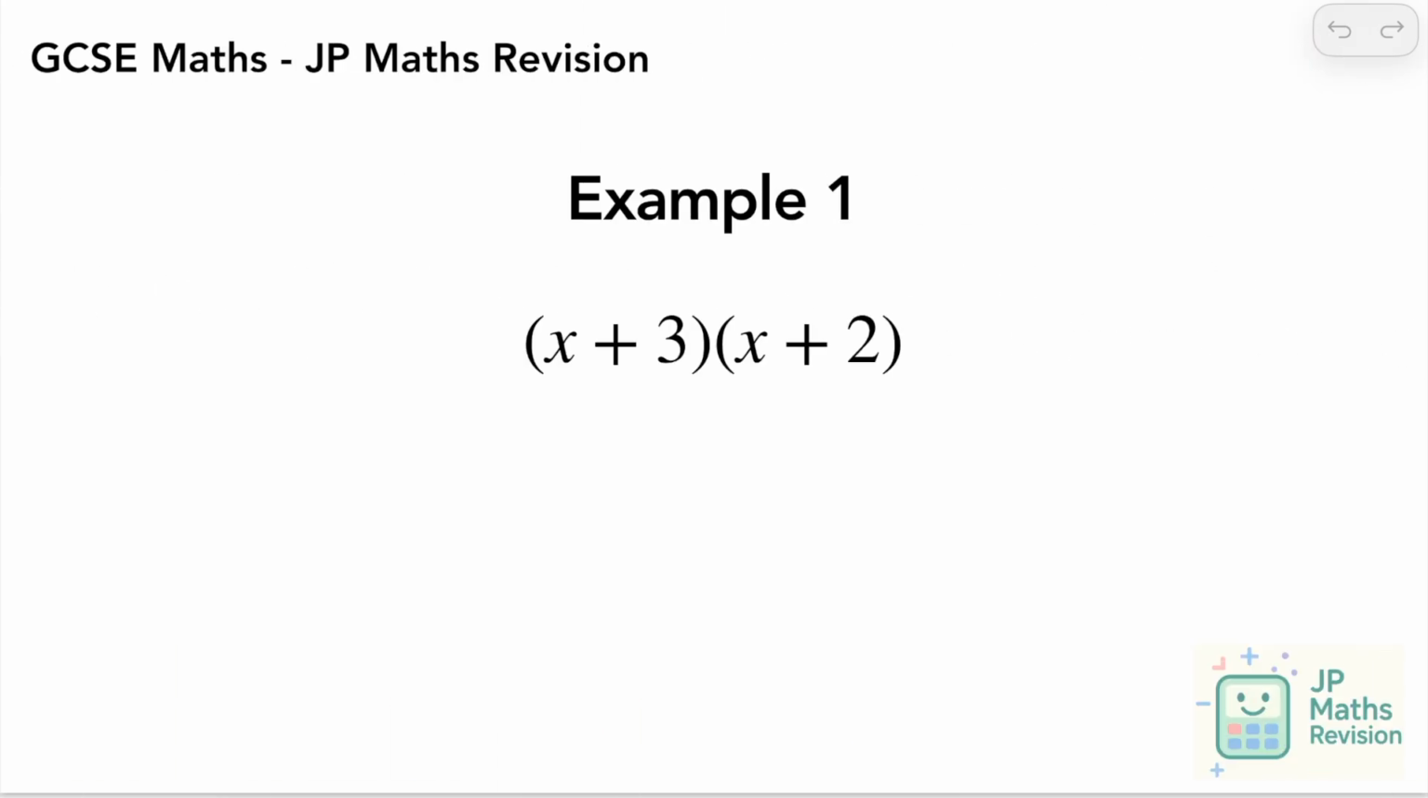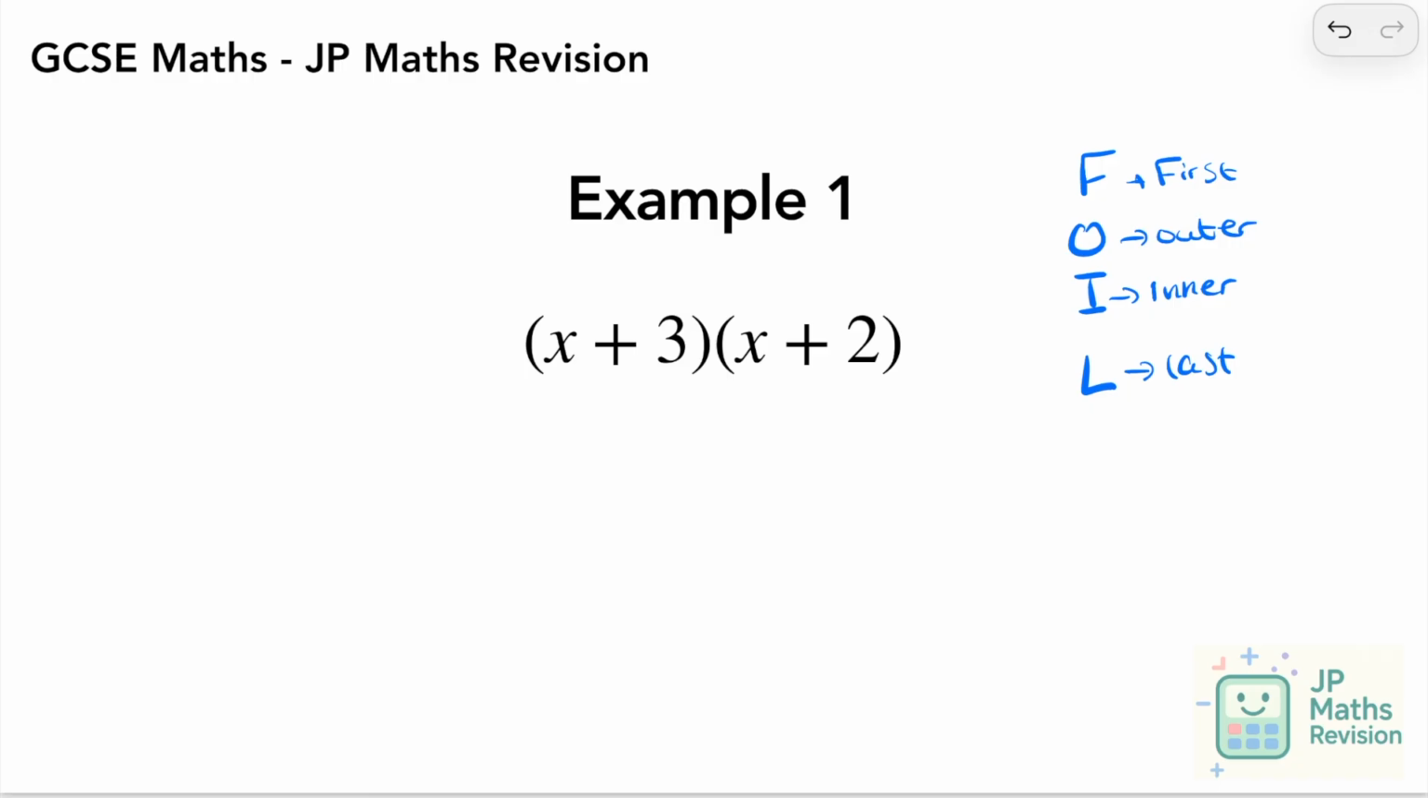Here's an example. So we have x plus 3 times x plus 2. Now there's two methods of doing this. The first method I'm going to show you is called the FOIL method. So FOIL is an acronym and it stands for first, outer, inner, last.